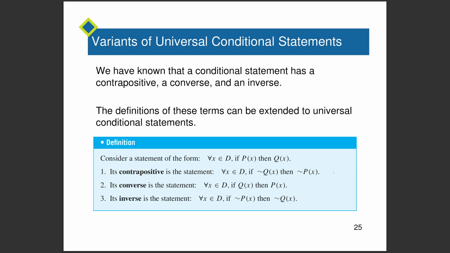That's the contrapositive. The converse now. Same thing, for all x again. But this time, we reverse it just like we did before, but we don't have the nots in front of them: if Q, then P.